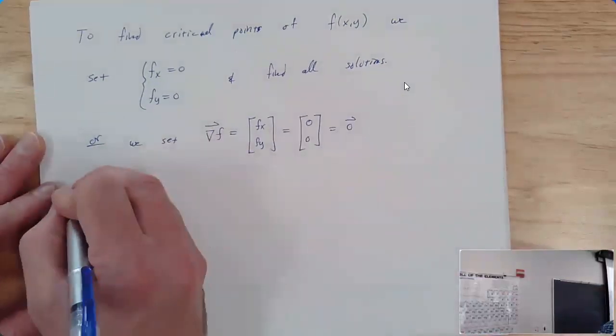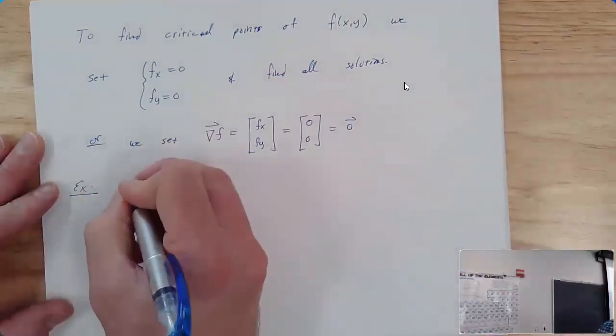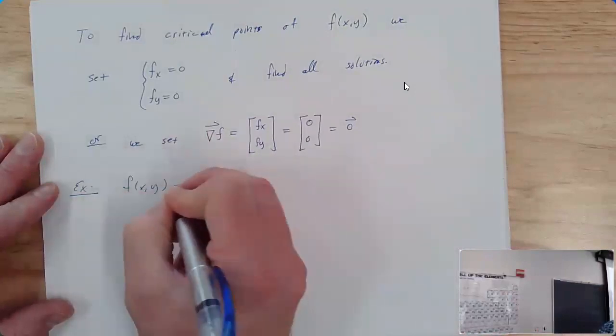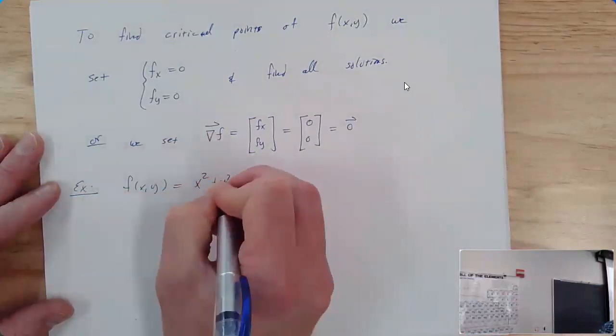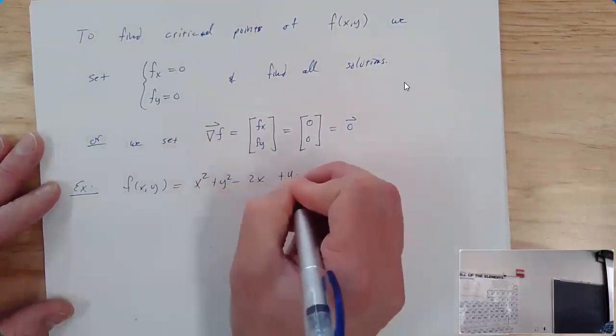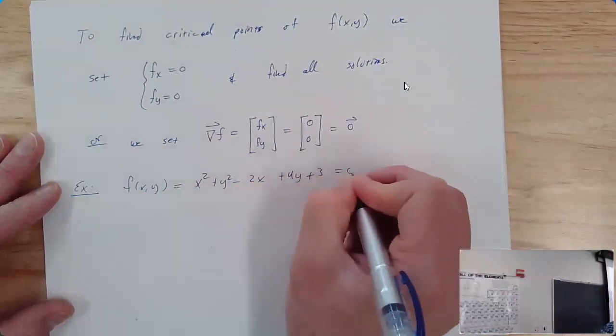Let's look at this first example. Our function is x squared plus y squared minus 2x plus 4y plus 3 equal to 0.